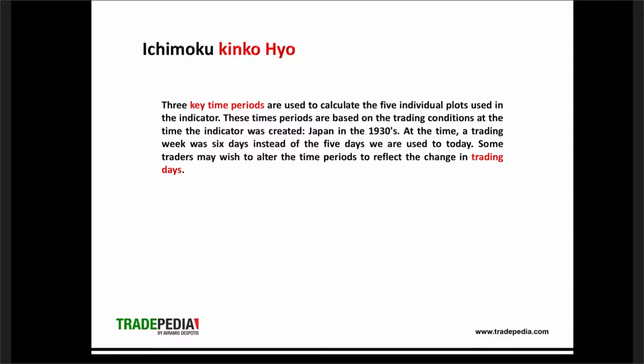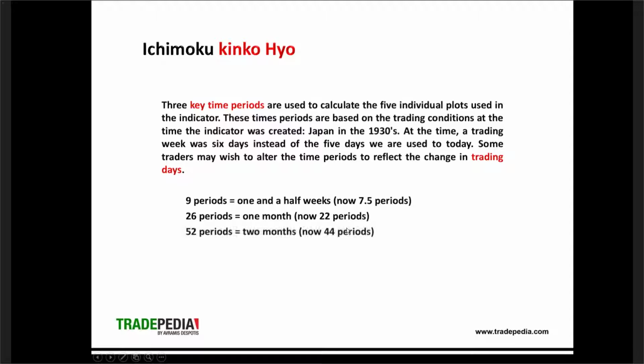Now, some traders may use those defaults, which I think is the usual, or someone can alter them to reflect the current trading schedule. But the 3 key time periods used for these 5 individual plots are the 9 periods, which used to represent 1.5 weeks of trading activity. The 26 periods, which used to represent roughly 1 month of trading activity, 26 working days to the month. Now that would be reflected in 22 periods. And the third key period is the 52 periods, 2 months of trading activity.